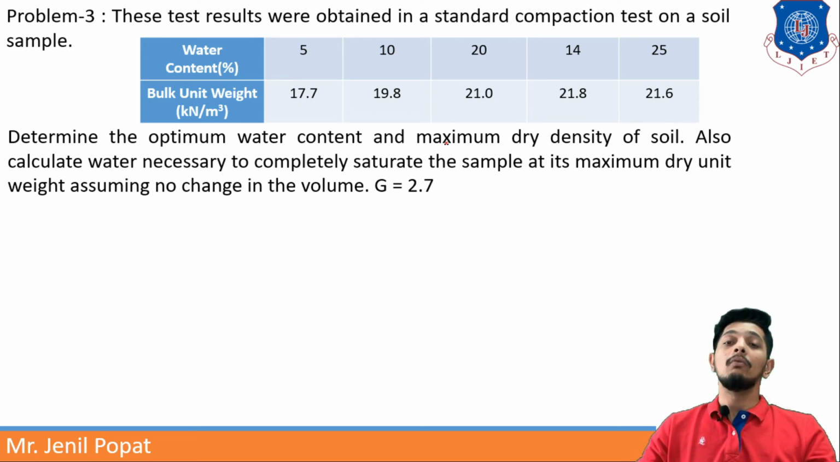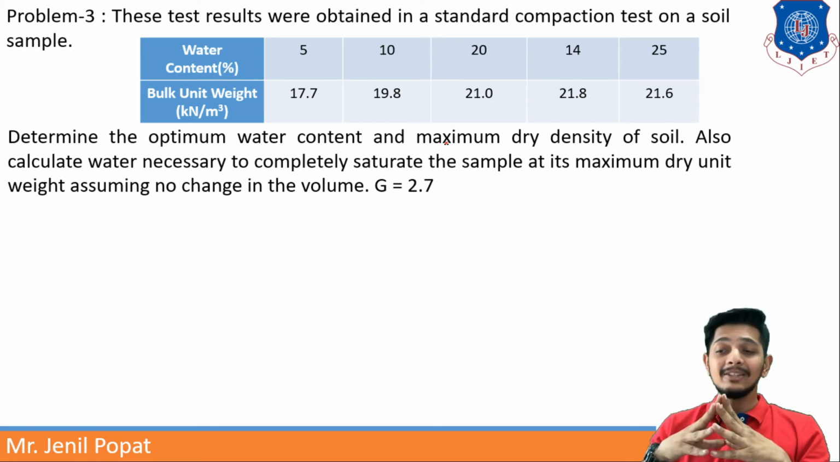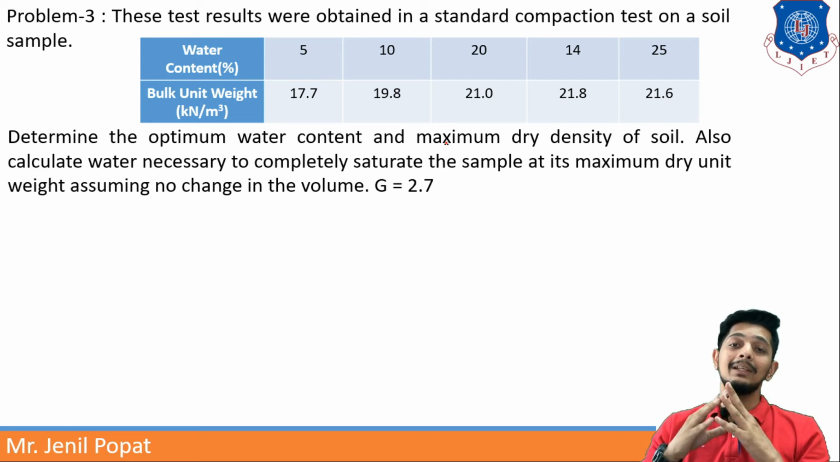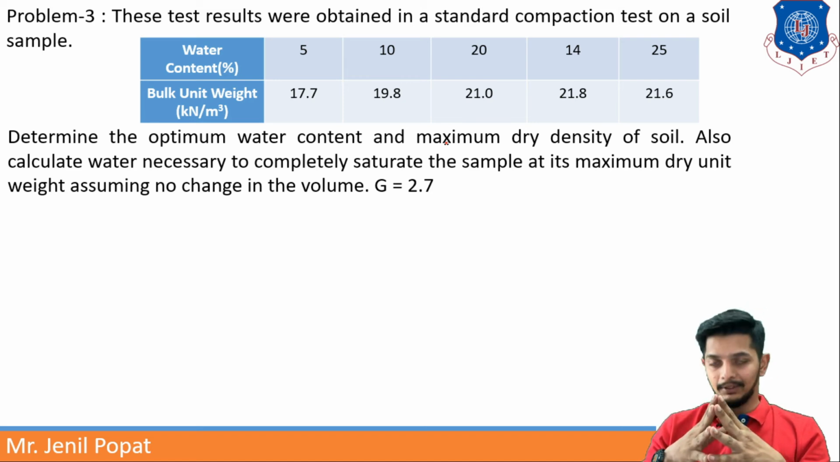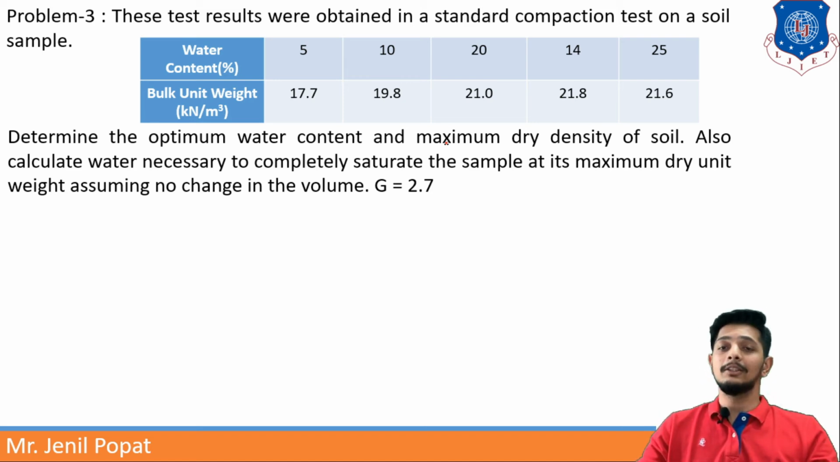Also calculate the water necessary to completely saturate. So we need to find out OMC and MDD, as well as calculate the water necessary to completely saturate. That is, for full saturation, for Sr equal to 1, you have to find out the water content, and G is given as 2.7. Let us move forward in this problem.